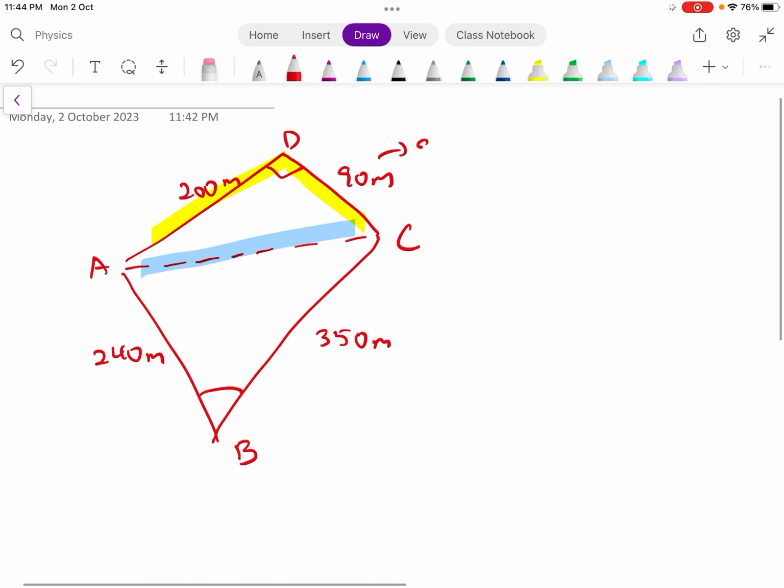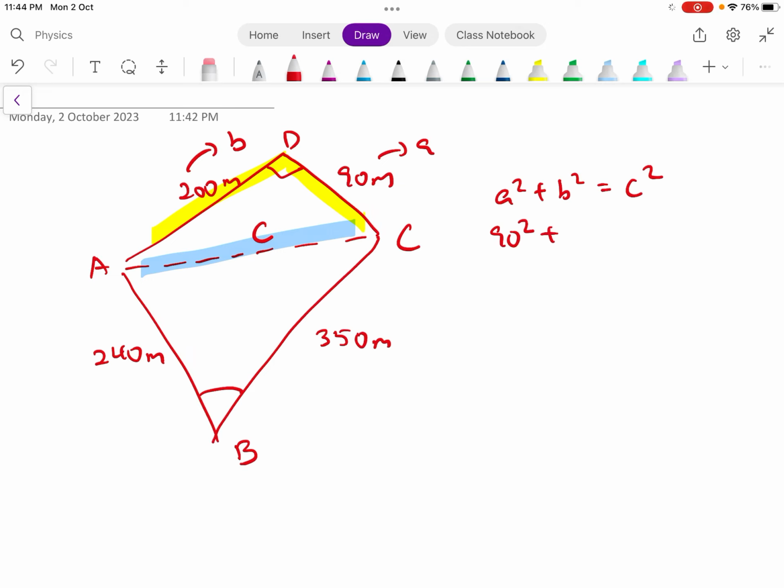So let's call this A, let's call this B, let's call this C. So A square plus B square equal to C square. So A square is 90 square plus B square 200 square equal to C square. So C square is equal to, let's see, 200 square. So it's about 48100. So C is equal to square root 48100. So it's roughly 219.317.